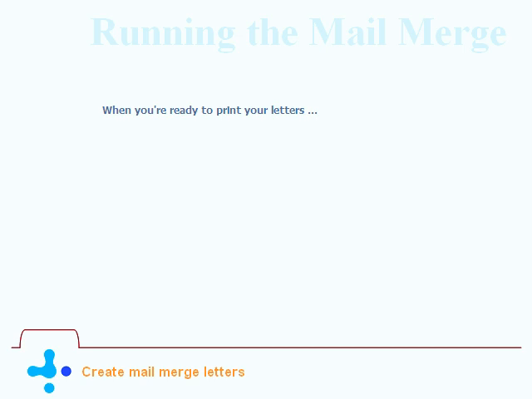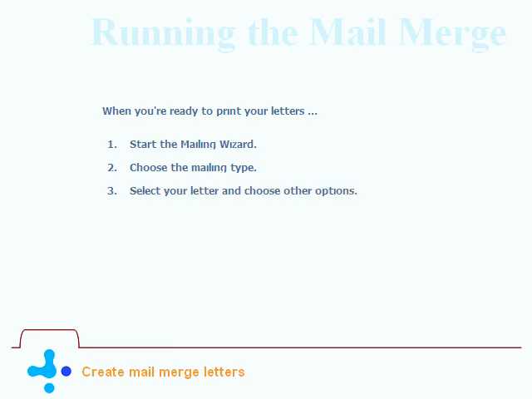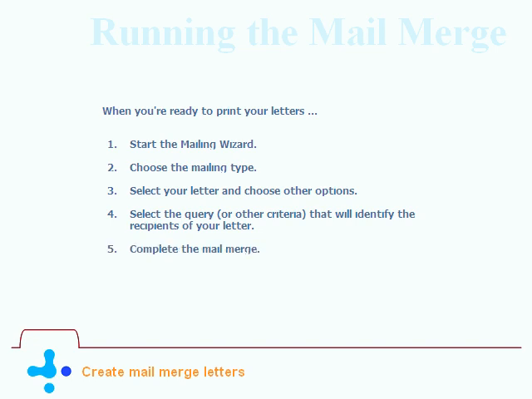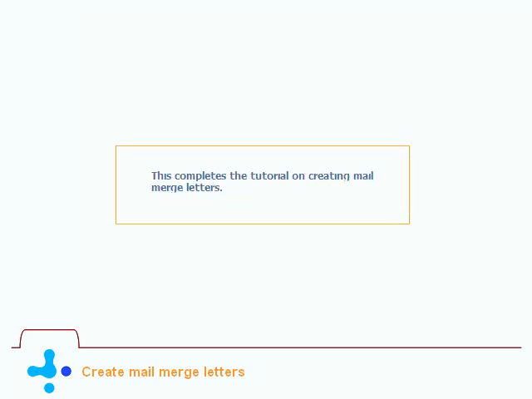When you're ready to print your letters, start the Mailing Wizard, choose the mailing type, select your letter and choose other options, select the query or other criteria that will identify the recipients of your letter, and complete the mail merge. This completes the tutorial on creating mail merge letters.